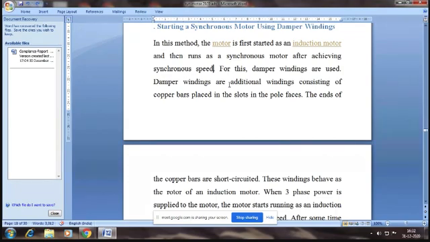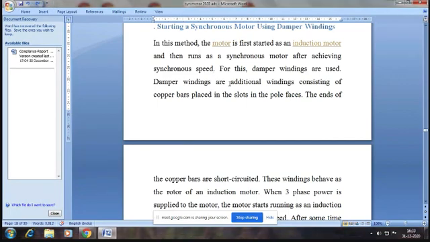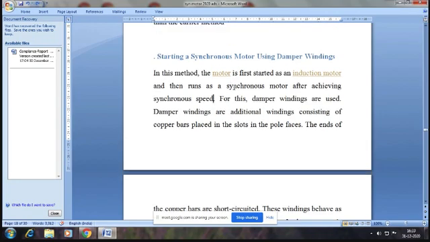Yes, sir. The fundamental difference between a synchronous motor and an induction motor is that in an induction motor, we don't supply DC to the field circuit. In a synchronous motor, we do supply. So that means we don't give any DC excitation to the field and we apply voltage to the stator. When I do so, the same synchronous motor starts as an induction motor. Is it clear?